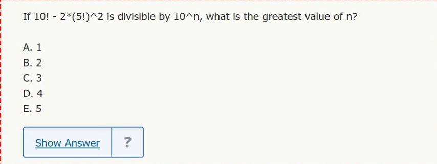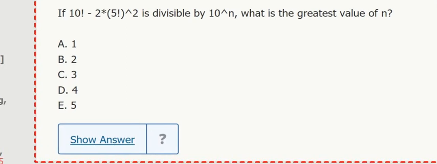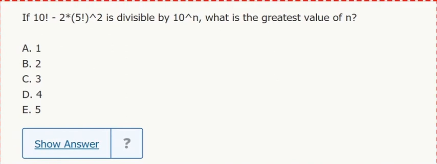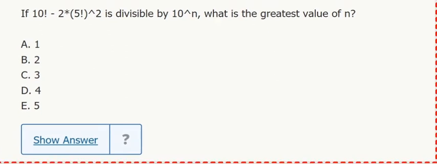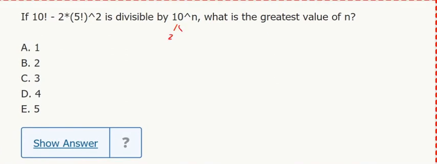10 factorial minus 2 times 5 factorial squared is divisible by 10 to the n. What is the greatest value of n? Okay, well, n is 2 and 5, so that's what we care about. How many 2's, how many 5's?